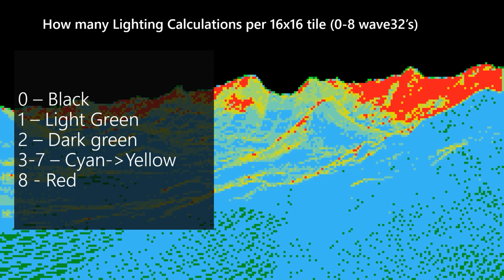So dark green is this case where we've got 2 waves. This only happens really with larger triangles, but we have some of that in this scene. And then we have gradation between cyan and yellow, which is 3 to 7 wave 32s that we need to light a tile. And then in red, we have to light every pixel. So fairly straightforward.